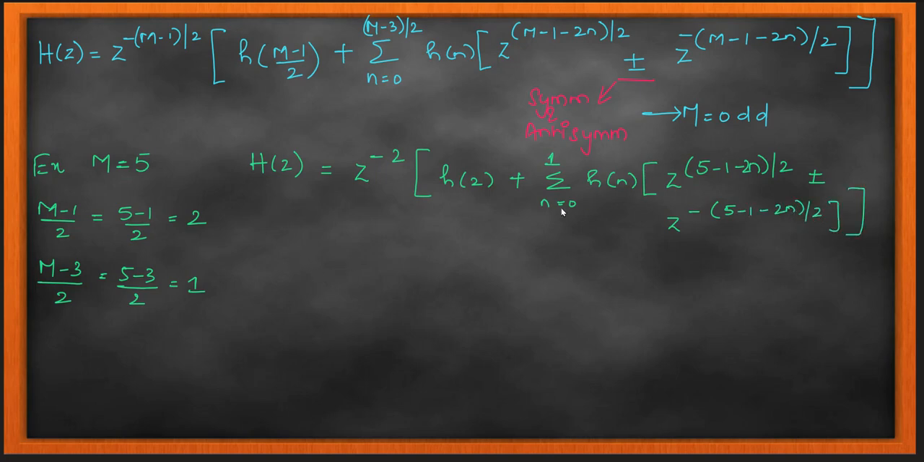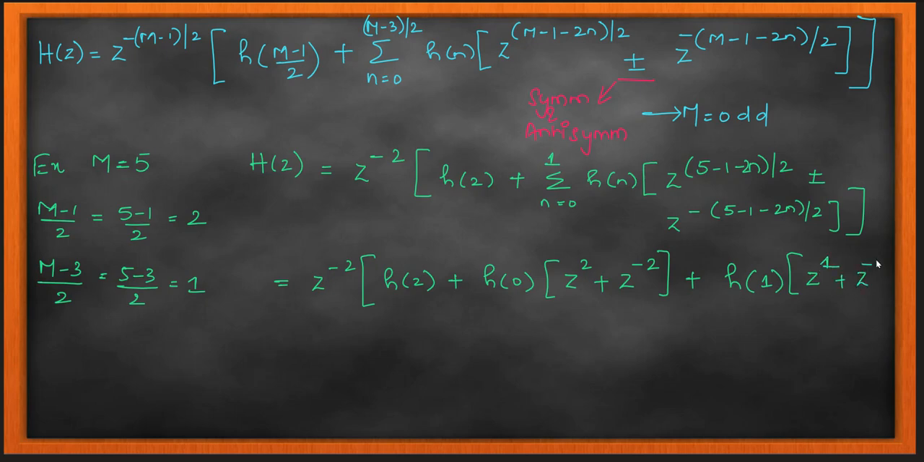Now, let's see an example for m equal to 5. So I'm going to plug m equal to 5 into this equation. What will happen is (m minus 1) by 2 is equal to 2 and (m minus 3) by 2 is equal to 1. And then let's see how my equation turns out: h2 times (z to the power of 2 plus z to the power of minus 2) plus h0, plus h1 times (z plus z to the power of minus 1). Let us expand this again. I'll open the bracket now, and that is going to be h2 z to the power of minus 2 plus h0 z.